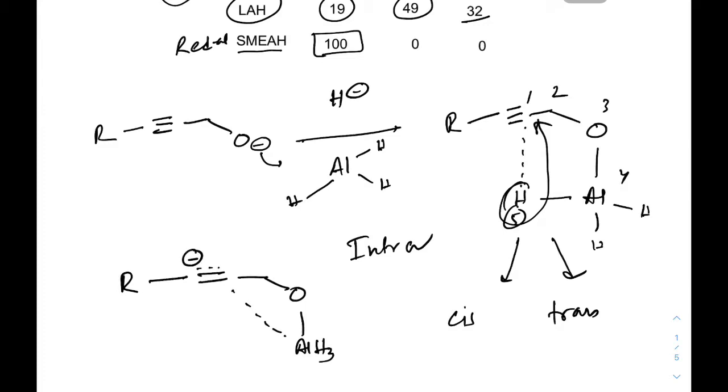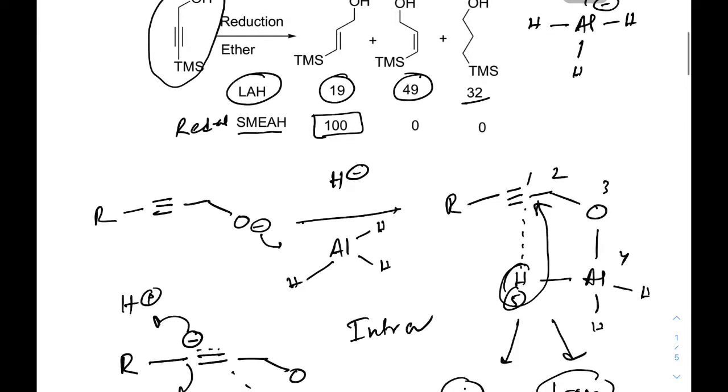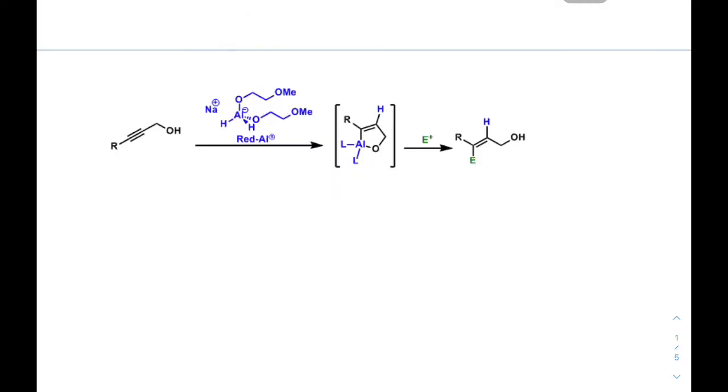negative charge over here. This negative charge can take a proton or any electrophile from the upper face or from the lower face. Depending on that, there will be cis as well as trans. So there we will get a mixture of cis and trans, but the cis product will be major, and 32% totally saturated compound is due to further reduction with lithium aluminium hydride.